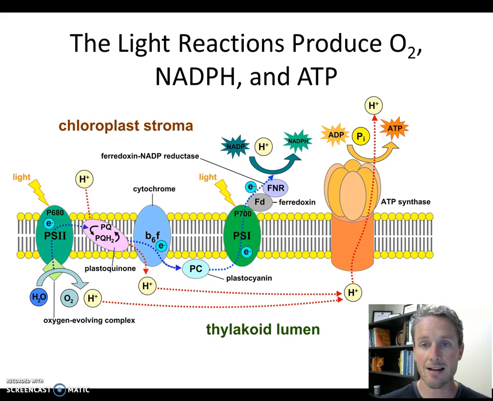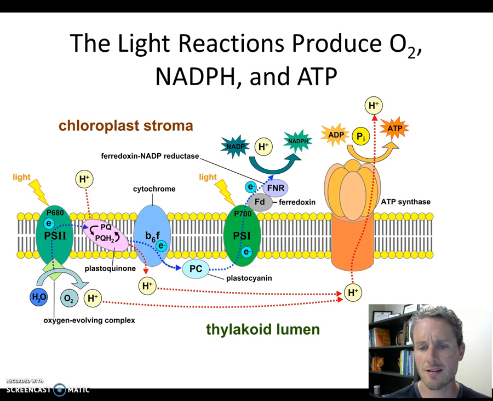So again, we're doing the exact same thing here in the light reactions, where the H+ that we've pumped across the membrane is like water behind a dam, and it will flow through ATP synthase. And we can use that movement to make ATP.